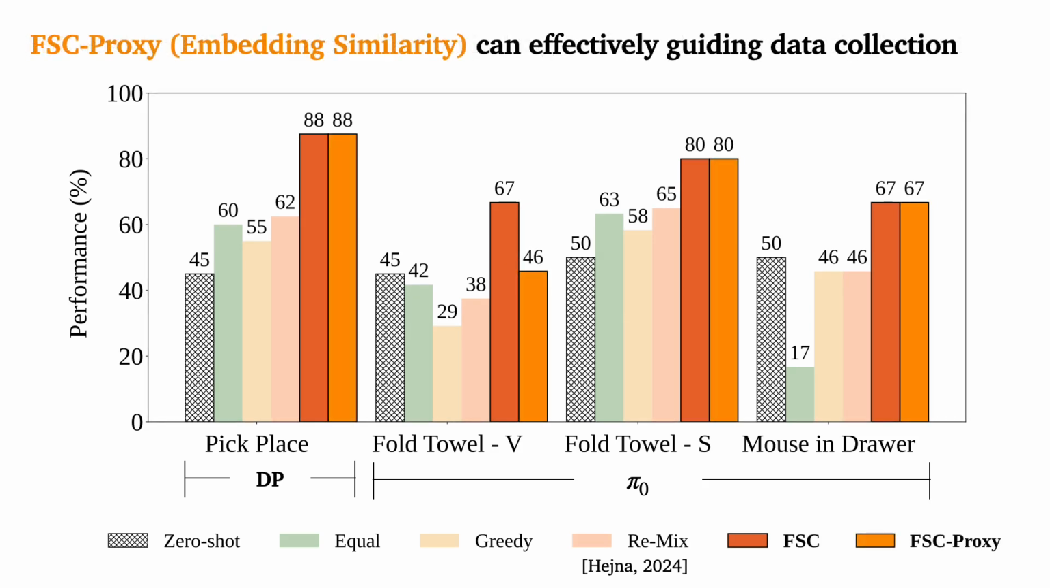We further show that constructing factor scaling curves with proxy metrics like embedded similarity maintains near equal performance in guiding data collection. This creates an extremely lightweight version of our method by eliminating real robot evaluation requirements.